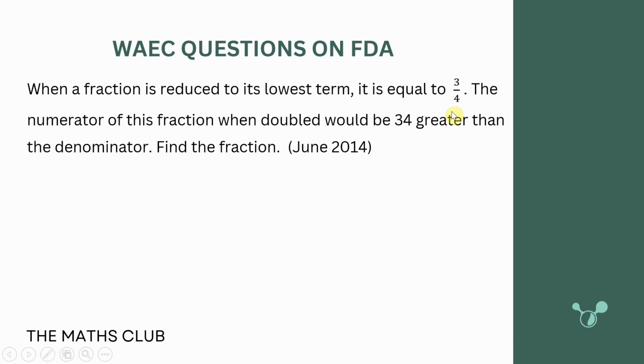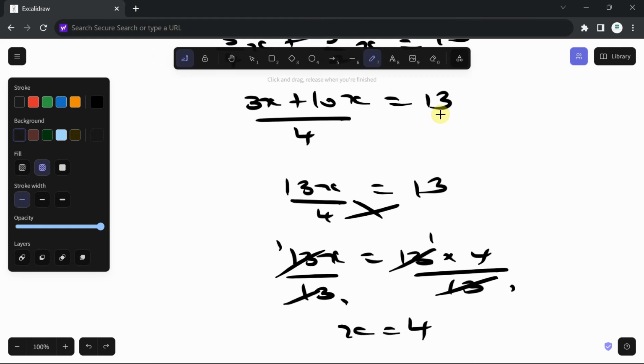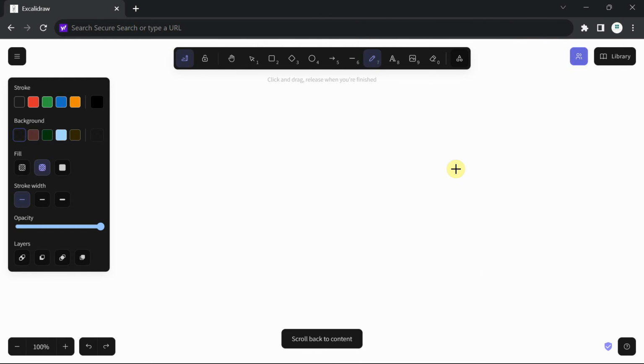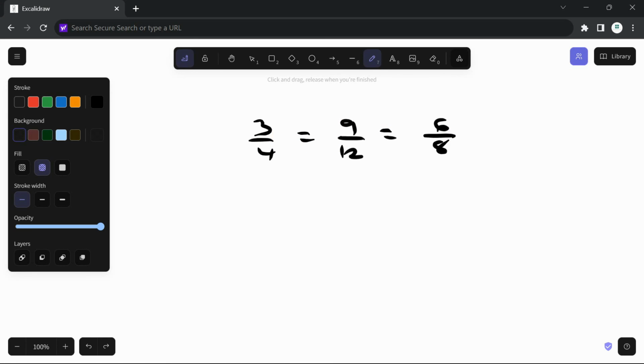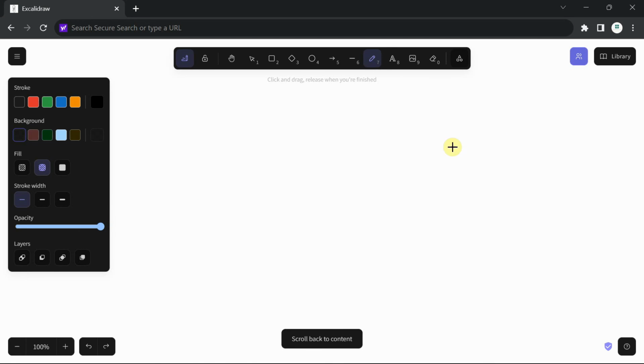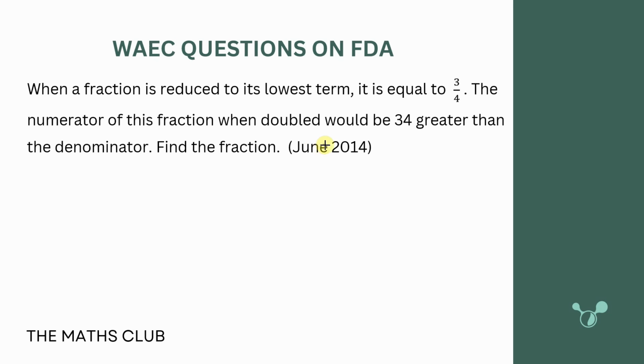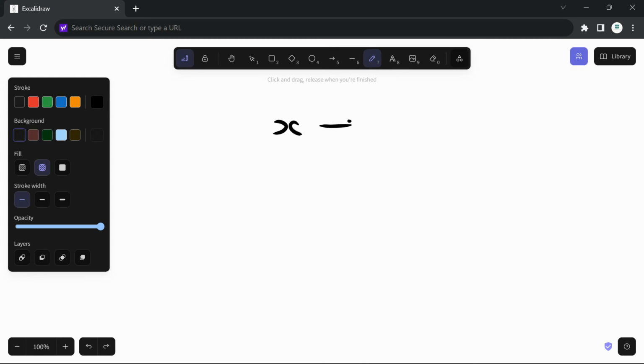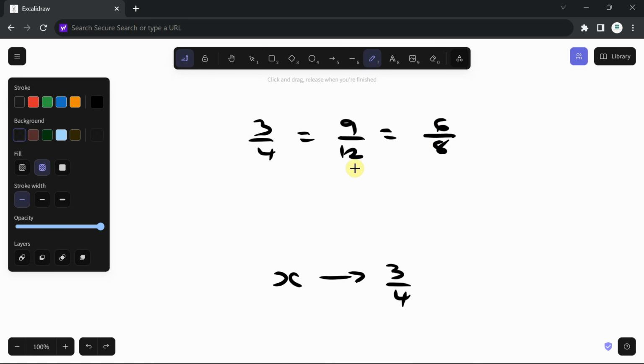So this question says, when a fraction is reduced to its lowest term, it is equal to 3 over 4. Right? So if I had 9 over 12, if I divide it to the lowest form, it is 3 over 4. If I had 6 over 8, if I divide it to the lowest term, that is 3 over 4. So it says a fraction, let's say the fraction is x, right? In its lowest term, it is 3 over 4.